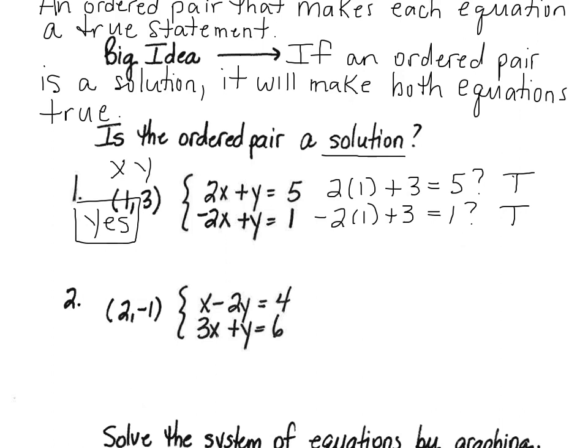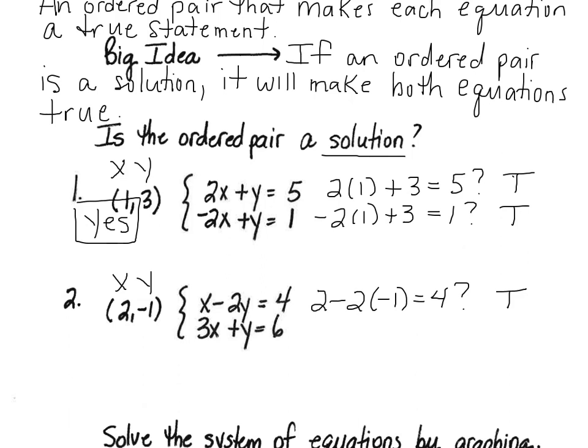So let's take a look at number 2. Let's do the same thing here. I have 2, negative 1. So 2 is my x value, negative 1 is my y value. Let's plug those into each equation and see if I get a true statement. It has to work in both. So let's plug it into the top one first. I'm going to have 2 minus 2 times negative 1, and I want to know, is that equal to 4? We have to be careful with the signs here. If I take negative 2 times negative 1, that gives me positive 2. So this is really 2 plus 2 equals 4, which is true.